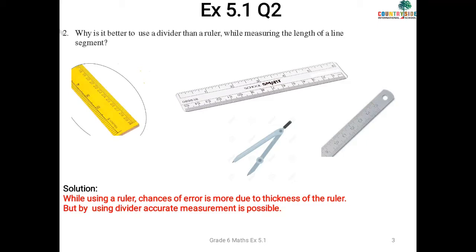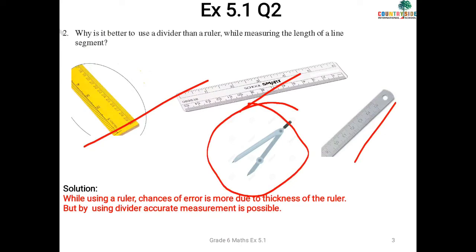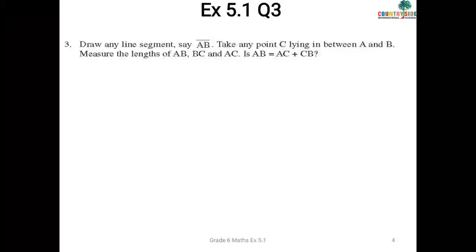But by using the divider, accurate measurement is possible. Why? Because the divider has very sharp points. That's why a divider is better to use as compared to a ruler. So this was question number 2. Now let's start with question number 3. Scholars, now let's solve question number 3.